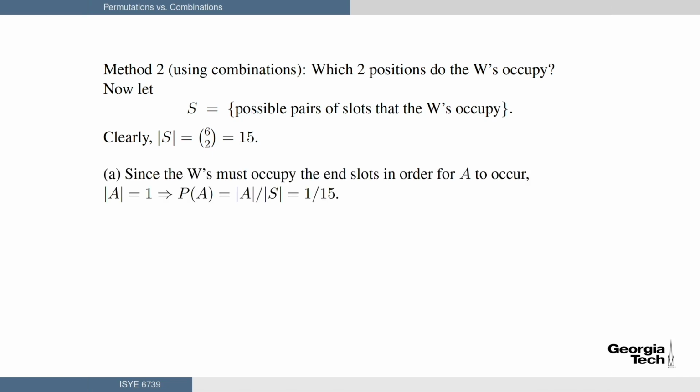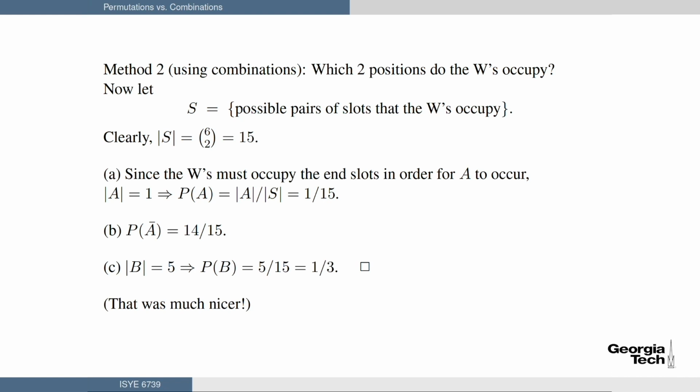So A, here we're interested in the probability that the 2 W's, the 2 whites, occupy the end slots. So there's only one way to have a pair consisting of just the end slots, and there's 15 pairs. So the cardinality of A is 1, and that immediately implies that the probability of A is 1 over 15. Similarly, I won't go into this because it's obvious, probability of A bar equals 14 over 15. And in part C, we saw that the event in which we had 2 whites side by side, there were 5 pairs for which that could happen. So the probability of B equals 5 over 15 equals 1/3.